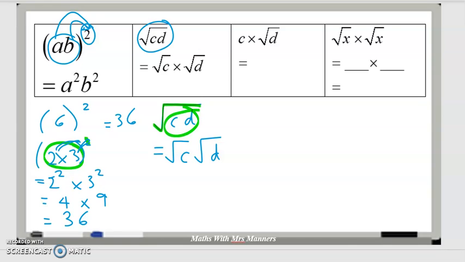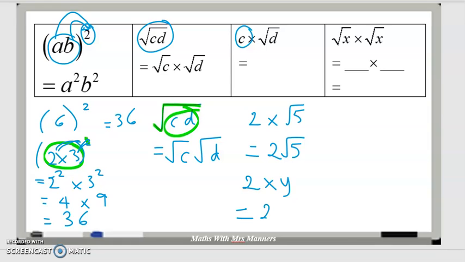The other thing I want you to know is that if you have a regular number on the outside of a surd, for example, 2 multiplied by root 5, the way we write that is 2 root 5. Just like in algebra, if we wanted to write 2 times y, we would write that as 2y. So c times root d is c root d. We can't put that c underneath the square root sign because it doesn't have a root over itself.